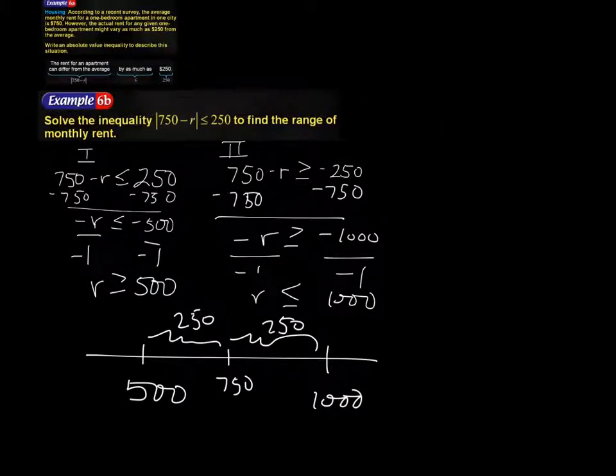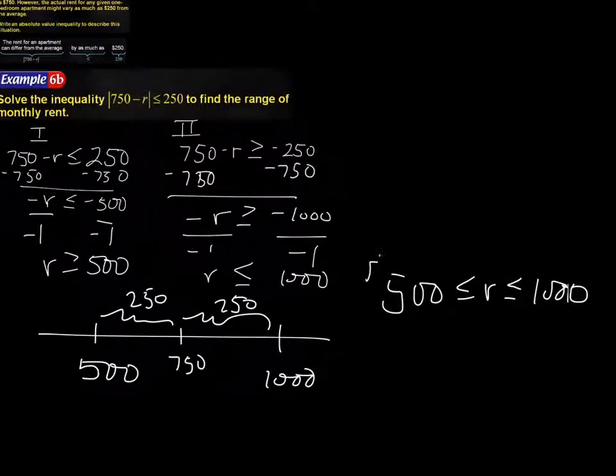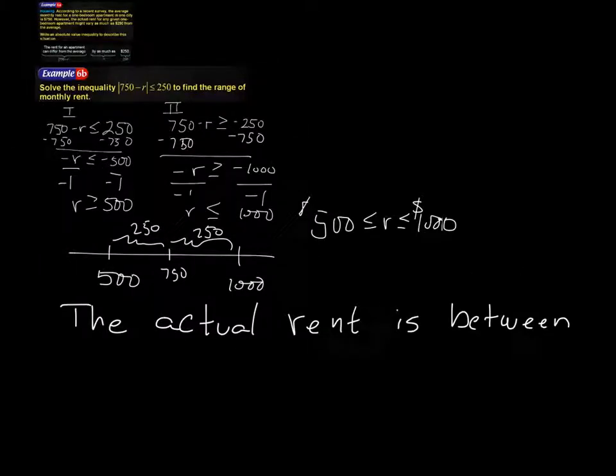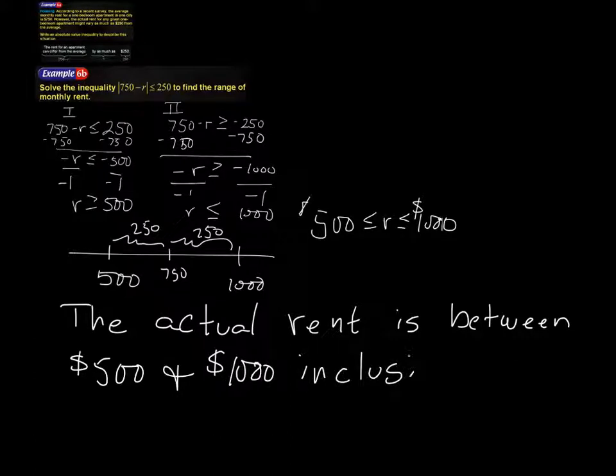The problem didn't say to draw a number line, but just to help us visualize it, 250 less than 750 is 500, 250 more is 1000. So we could write that together as, it's a nice conjunction, 500 is less than or equal to R is less than or equal to 1000. Should have labeled those dollars. In words, we could say the actual rent is between $500 and $1,000. And I want to add the word inclusive because the ends are included.